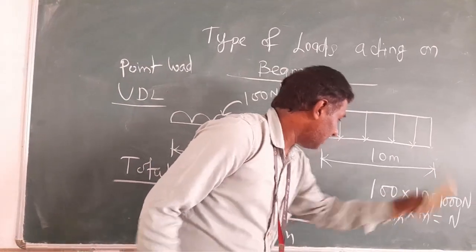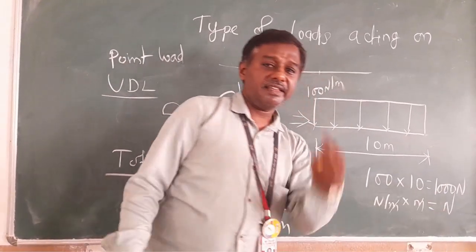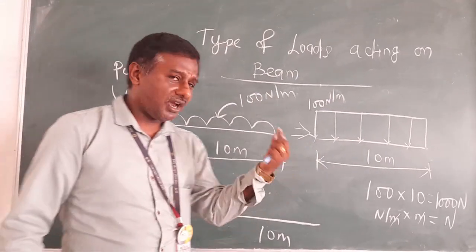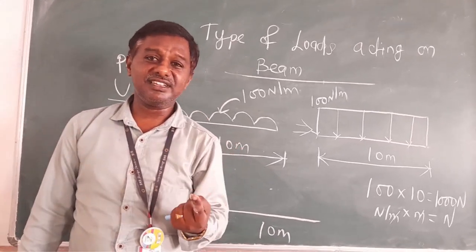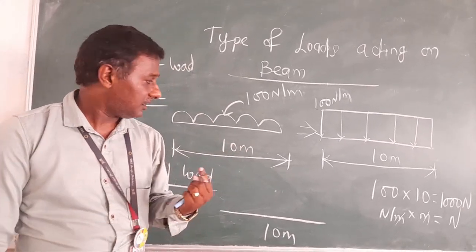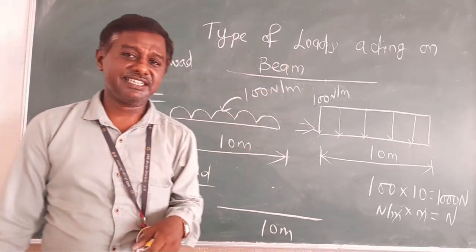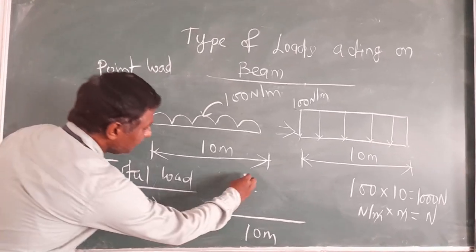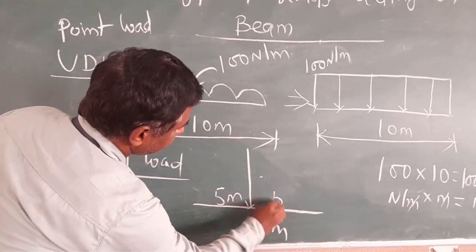Actually, we are converting this uniformly distributed load into a point load. So we already know that the point at which the whole weight of the load is acting is called the centroid. Then what is the center of the rectangle section? It must be at the center point. So 10 meter, the centroid will be at the center, that means 5 meter and 5 meter.